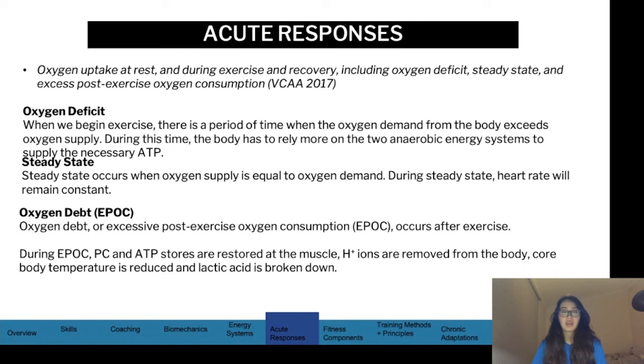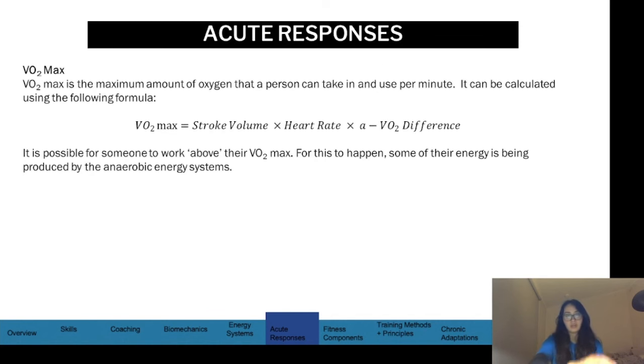Also got EPOC, which is excessive post-exercise oxygen consumption, which is how much oxygen your body consumes after exercise. And so during EPOC, we've got a fast and slow phase. We've got ATP, creatine phosphate and NADP stores being restored at the muscles, hydrogen ions being cycled out of the body, core body temperature being reduced and lactic acid broken down. Pretty much your body returning back to normal is the EPOC. Then you've got a fast and slow stage.